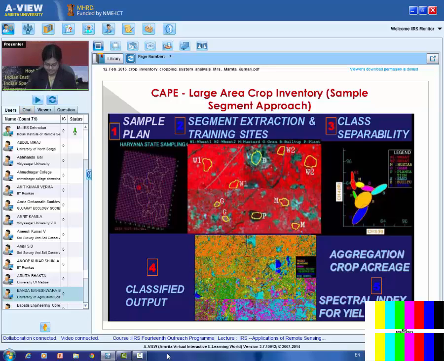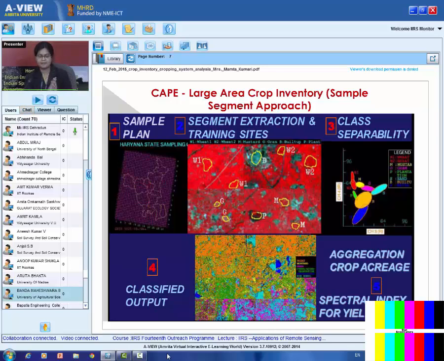Then one more thing is how much area it should cover, how many sample segments we should cover. Whatever number of sample segments are there in these strata, at least we should go for 10% of the sample segments. However, this is okay for state level acreage estimation, but it has not given uniform results in district level crop acreage estimation.